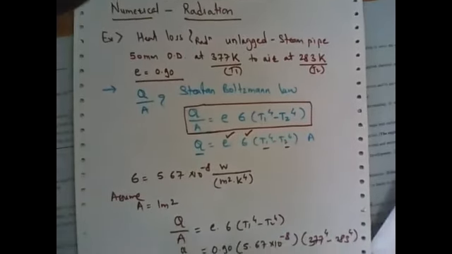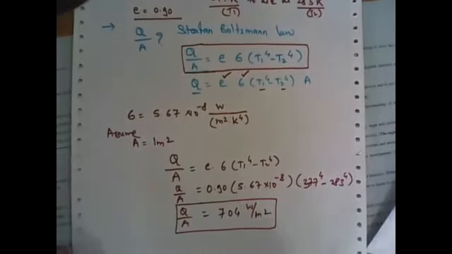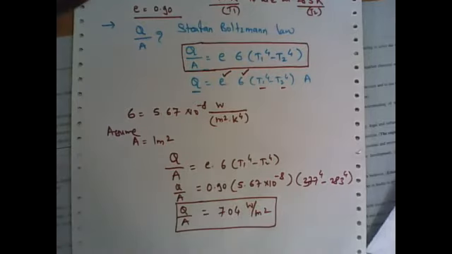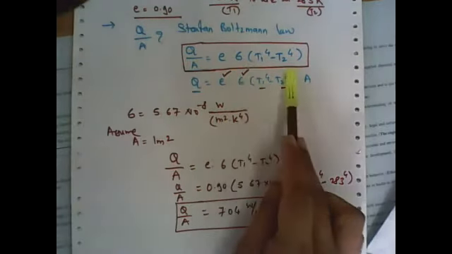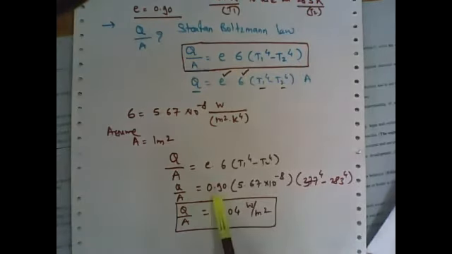So we can put this value in the above equation, that is in the basic equation Q by A equals E into sigma T1 raised to 4 minus T2 raised to 4. So E is 0.9, sigma is 5.67 into 10 raised to minus 8, T1 raised to 4 is 377 raised to 4, and T2 raised to 4 is 283 raised to 4. So that comes around 704 watt per meter square.